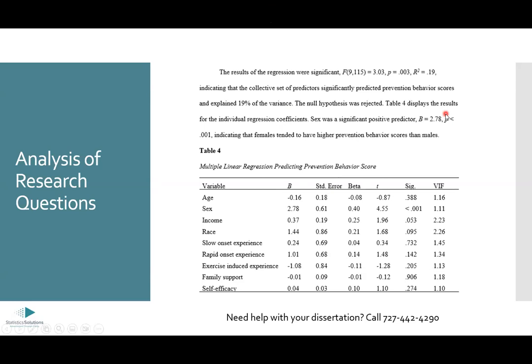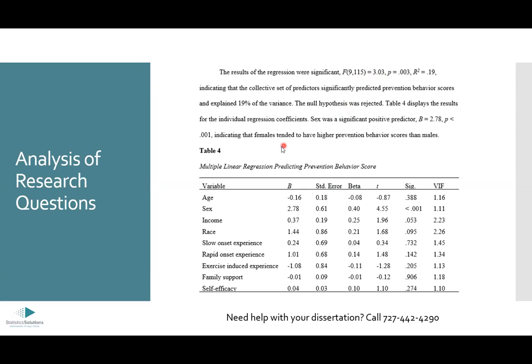Now, this is another example. In this case, we are looking at a multiple linear regression. So same deal here. We are reporting the relevant statistics. So in the multiple linear regression, you're reporting the F statistic, the degrees of freedom, the value of the F statistic, the p-value, and R squared. In this case, we know that the p-value is 0.003. So we have rejected the null hypothesis because we have found a significant result.